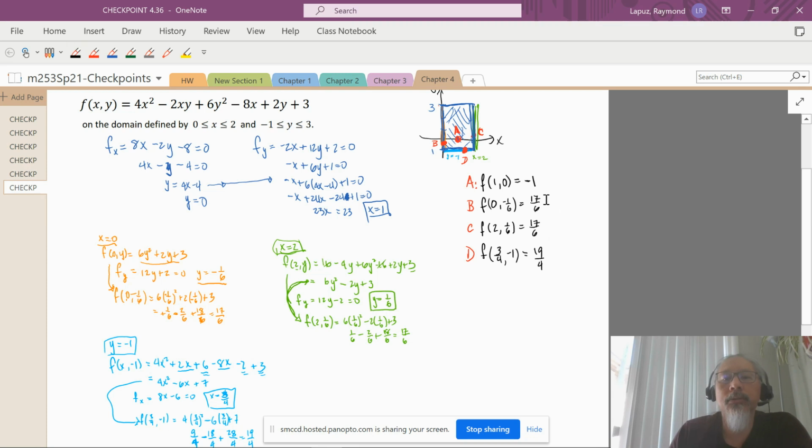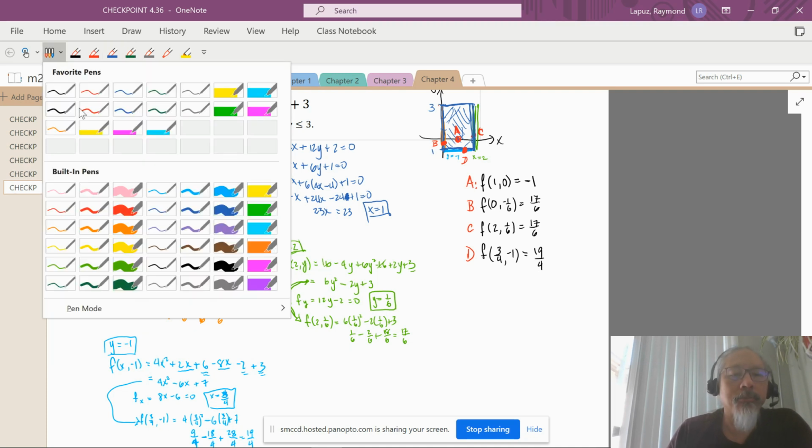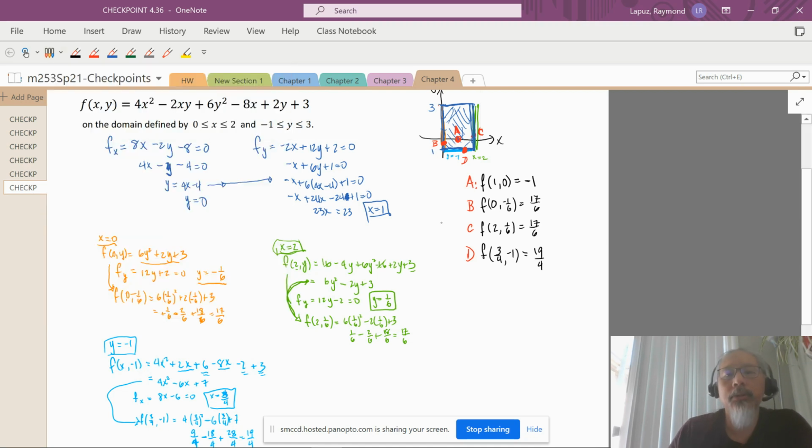Okay, so 17/6 is a little bit less than 3. 19/4 is a little bit less than 5. So I think right now we have a maximum at the point D, but let's figure out what happens on that last boundary. And for this one, let's use purple.